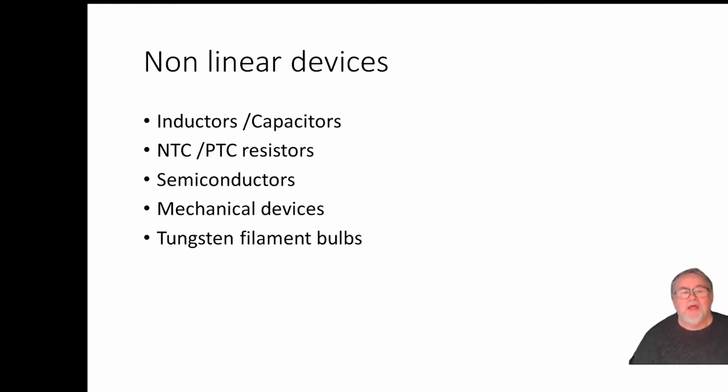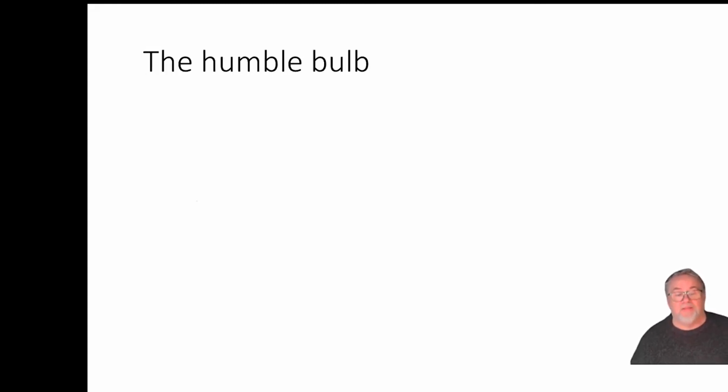Semiconductors have got a non-linear response. That means that the resistance of a semiconductor keeps changing depending on what you're doing with it. Mechanical devices are mostly digital in their response. Switches, relays, things like that are either on or they're off. And that's non-linear. It's not a case of you can have a switch that's more and more and more on. The switch is either on or it's off. And tungsten filament bulbs, which get forgotten about, but are wonderful devices. So much so that that's where I'm going to start, the humble bulb.